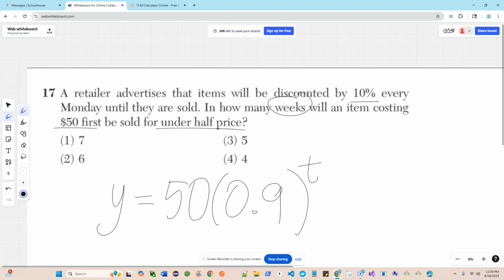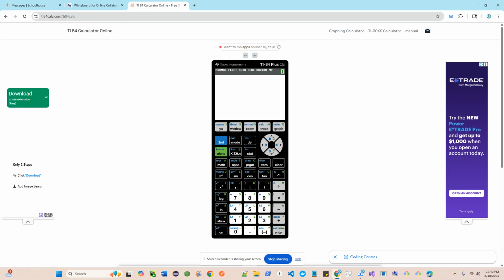So let's just put this on our calculator. I'll show you the TI-84 calculator. Click on y equals and put 50 times 0.9 to the power of x. Hit graph. Then, okay, let me see if the windows are good here. Okay, let's go to zoom and I'll hit zoom fit.